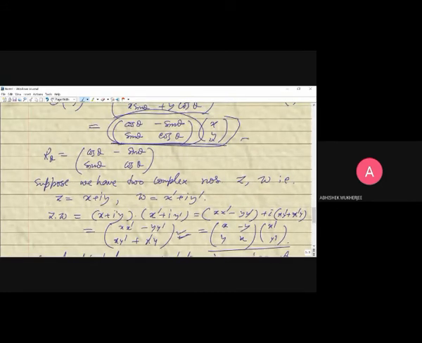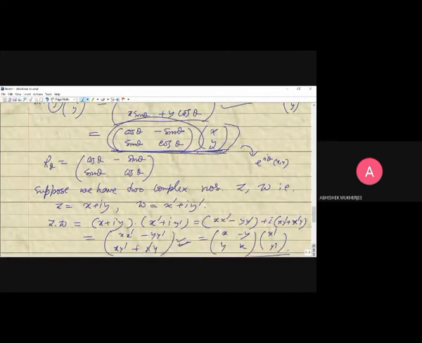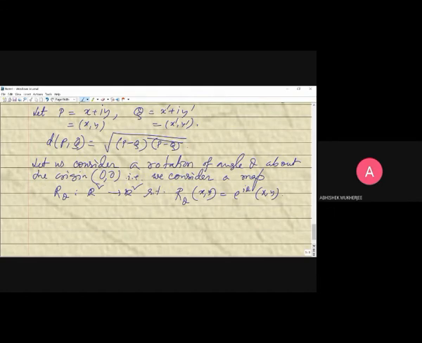This is going to be a complex number. What is that? Cos theta plus i sin theta. That means e to the power i theta, right? And it is your point. So it is e to the power i theta times (x, y), right? So that is e to the power i theta times (x, y). So with respect to this rotation, what shall we get?